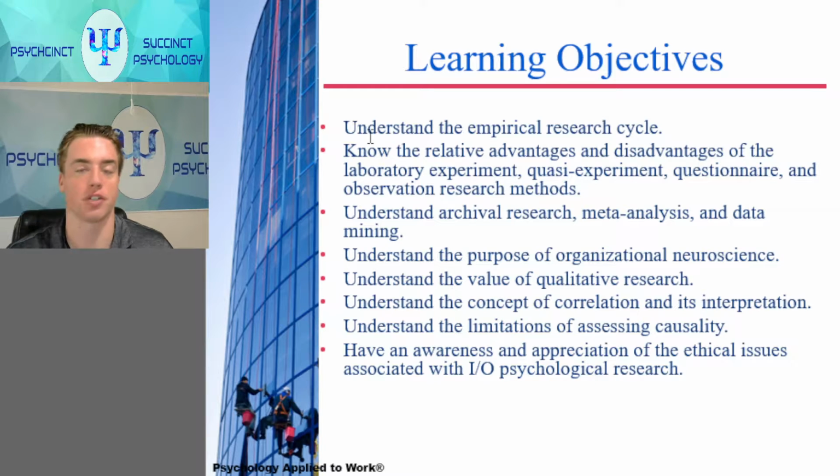First things first, we have to start off with the learning objectives for this chapter. To understand the empirical research cycle, know the relative advantages and disadvantages of the laboratory experiment, quasi-experiment, questionnaire, and observation research methods, understand archival research, meta-analysis, and data mining, understand the purpose of organizational neuroscience, understand the value of qualitative research, understand the concept of correlation and its interpretation, understand the limitations of assessing causality, and to have an awareness and appreciation of the ethical issues associated with IO psychological research.